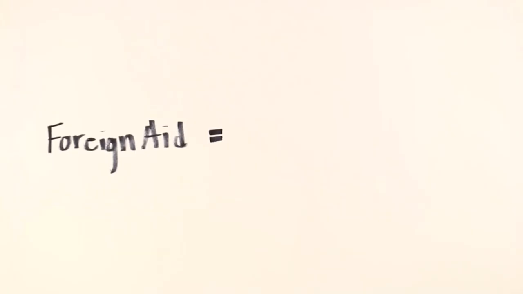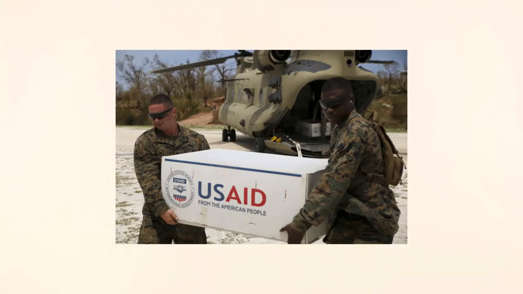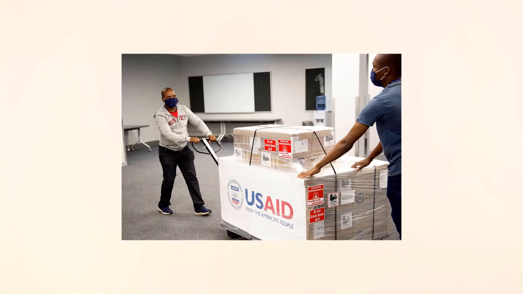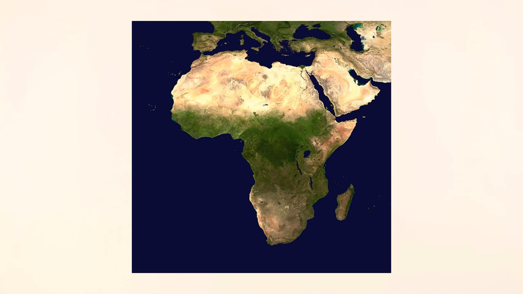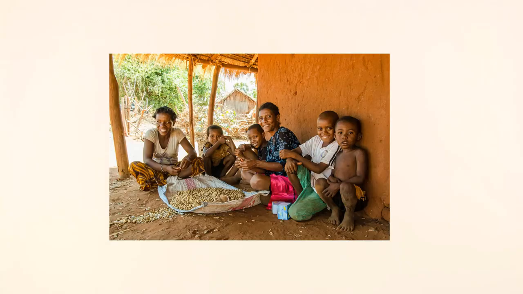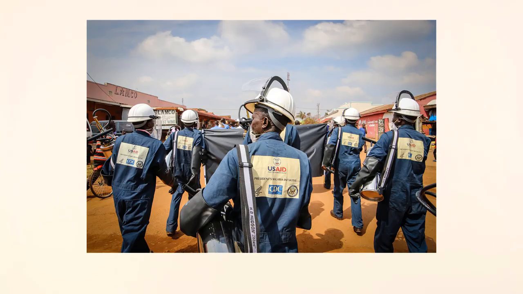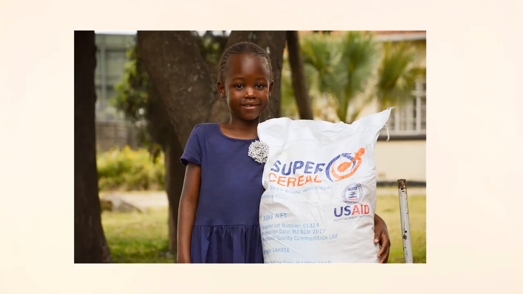Foreign aid is economic support one country gives to another. The United States provides foreign aid to developing countries to help their economies grow and to build stronger relationships. In recent years, most of this foreign aid has gone to countries in Africa and the Middle East. In many developing nations, people have a hard time meeting their needs of adequate food, clean water, shelter, and basic health care.